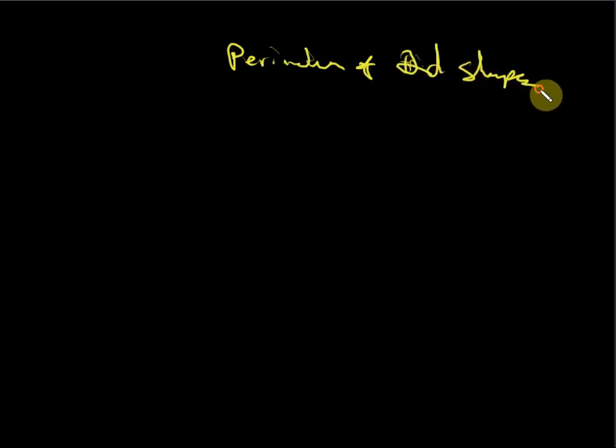Alright, so last time we did the perimeter of two-dimensional shapes, basically 2D shapes. So now we're going to look at the area, and remember perimeter.